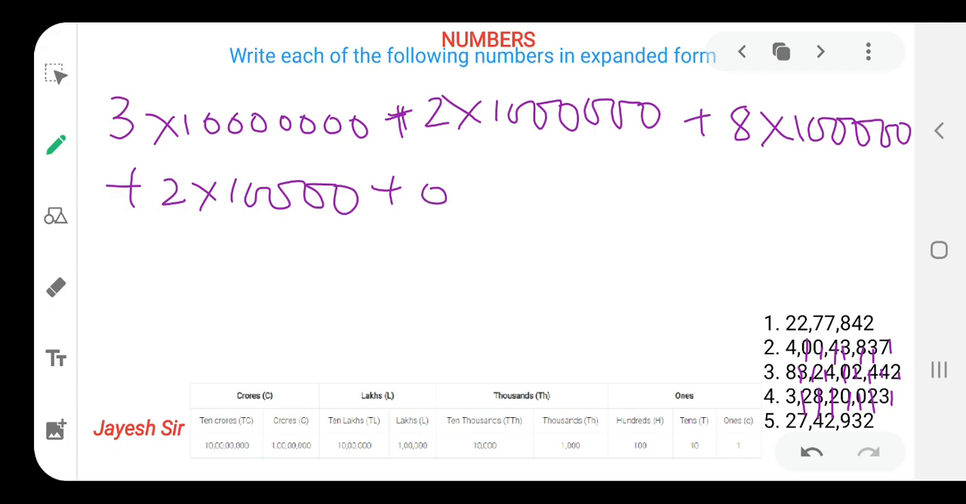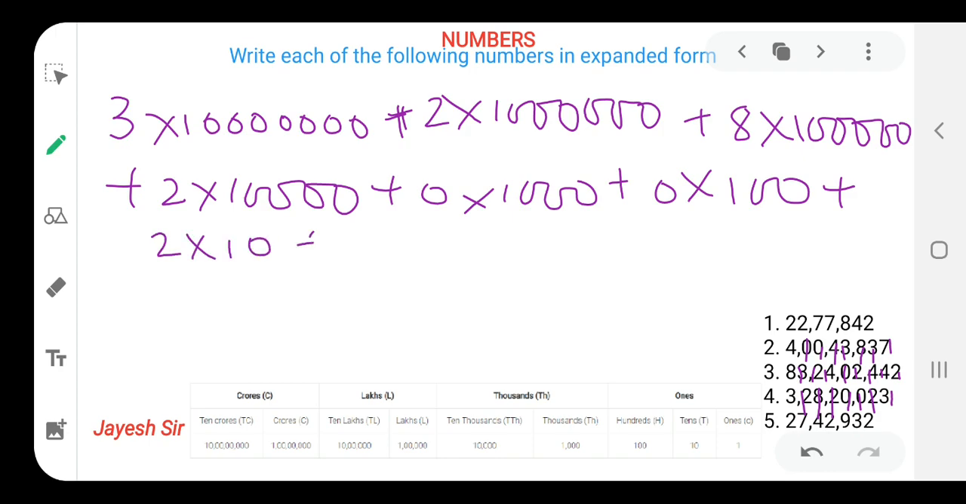Afterwards 0 should be multiplied with 3 zeros, that means 1000, plus 0 again should be multiplied with 2 zeros, 100. Afterwards, we need to multiply 2 with 1 zero, that means 10, and 3 should be multiplied with 1. I hope you all might be getting it, friends, and that's very easy. You can solve it on your own only.